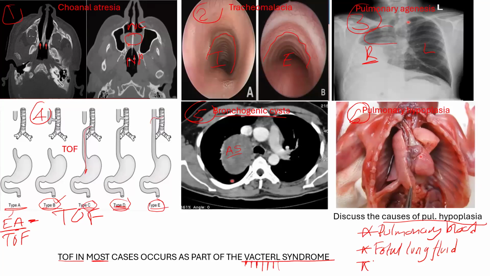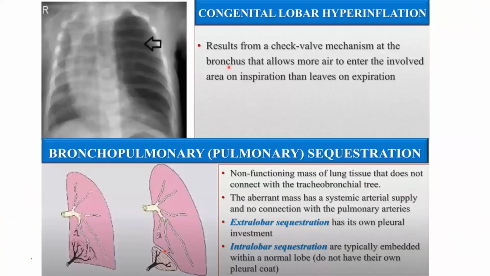Okay. Then think about this lung of ours. For it to develop, it requires a space. So if you have decreased thoracic space, that might cause pulmonary hypoplasia. Okay. Now these are other anomalies. Okay, I'll just discuss these ones.